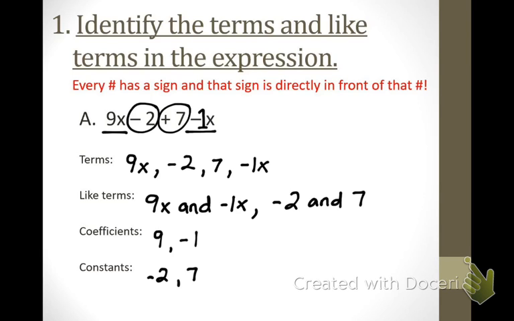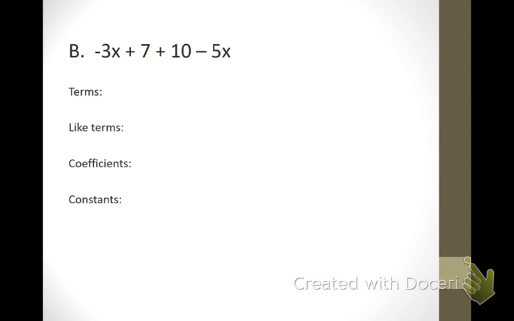Now, when we say it stands alone, it doesn't mean it's over here all by itself. It means that it's not attached to a variable. It's just a number in our problem that's not attached to a variable. So that is the 4 things that we're looking for as we're identifying terms and like terms in the expression. Let's do another example just to see if we can get the hang of this.